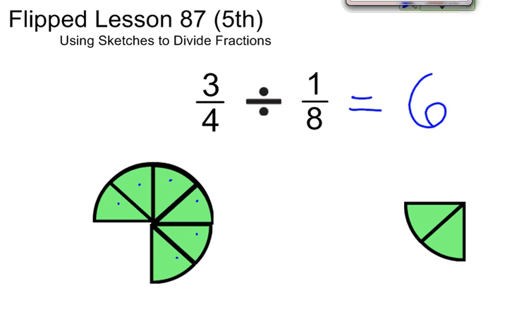What makes this a little bit confusing is you have a fraction, you're dividing by a fraction, but you're getting a whole number. However, you can see from the picture that that's exactly how it works in this case.